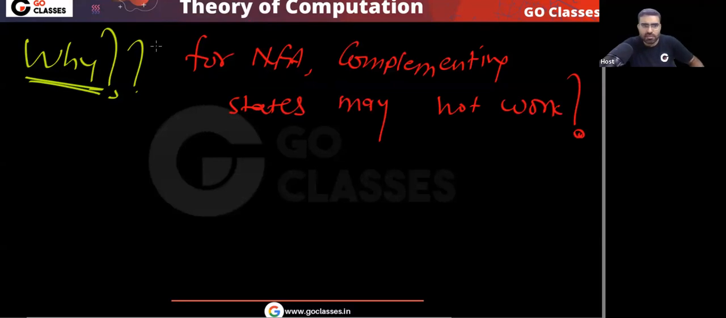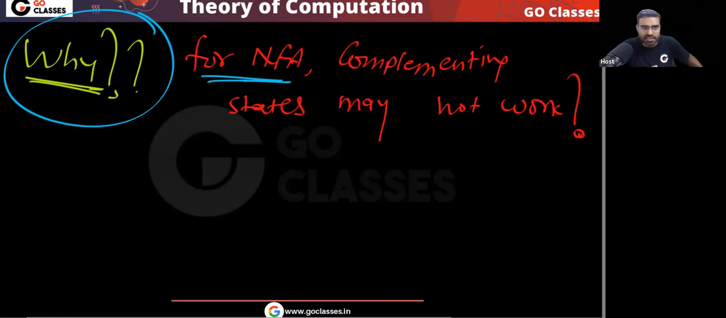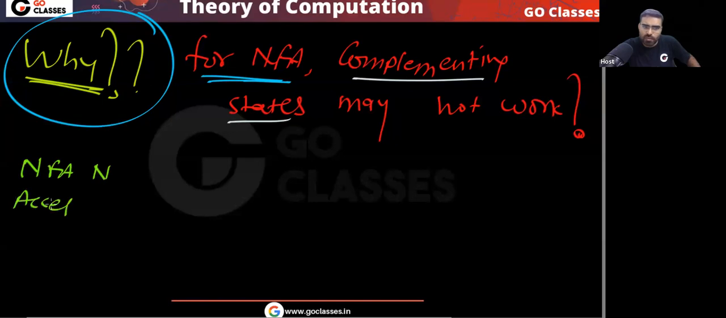Let me tell you the reason. I will not give you an example, I will give you the actual reason. Please focus here. You will find out why, for NFA, complementing states may not work. Let's assume you have an NFA N and this NFA N accepts W.